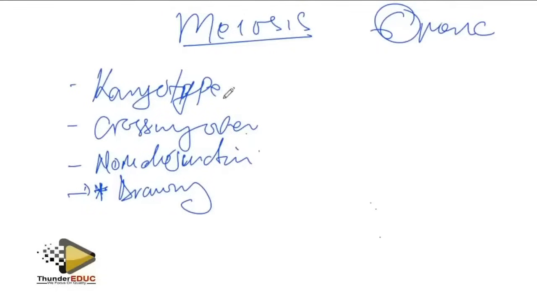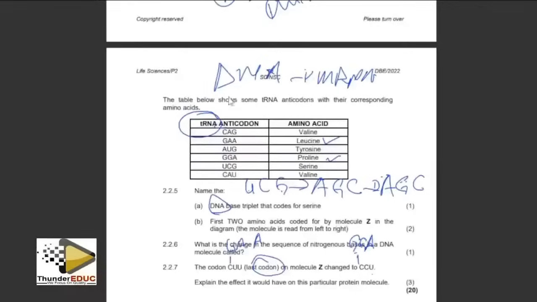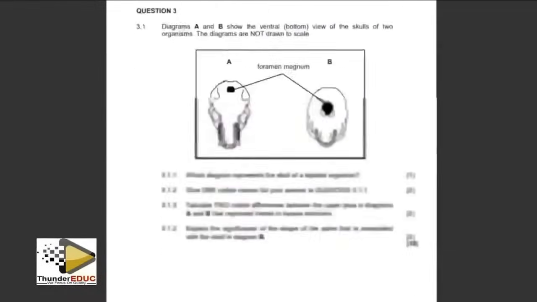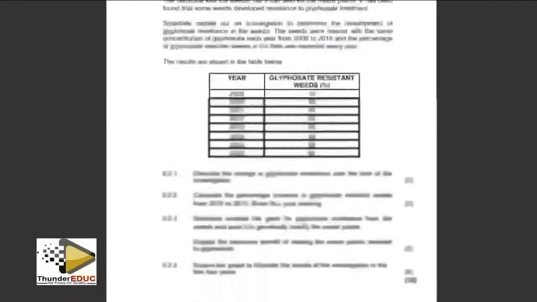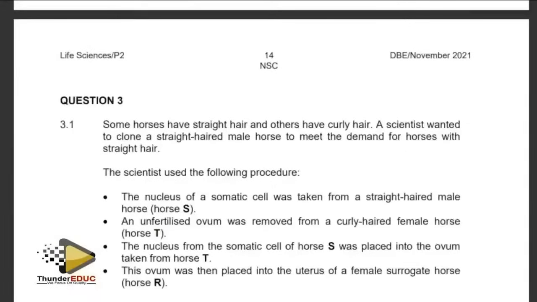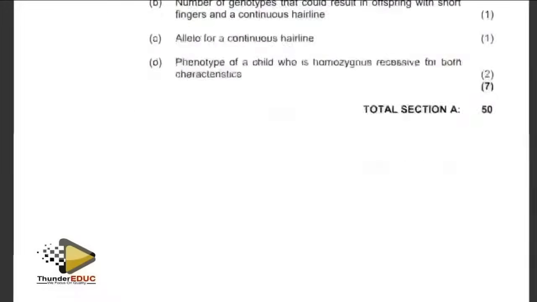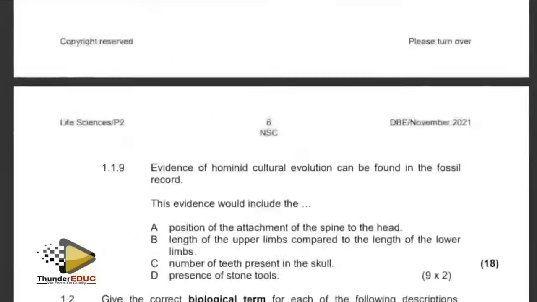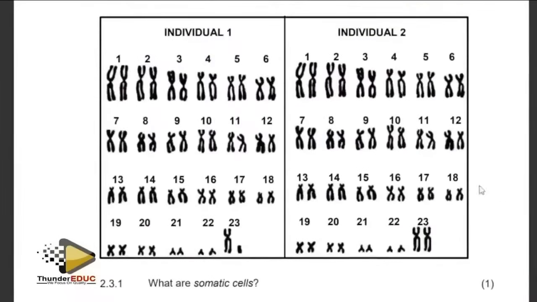How do you describe a karyotype? Let me see if I can find a question here which has a karyotype, and then I'm going to describe it for you so that when I'm describing, you see what I'm trying to describe. Here is an example of a karyotype. Describe the karyotype of individual 2. But when the question comes, the karyotype might not be there. You have to know it by head.